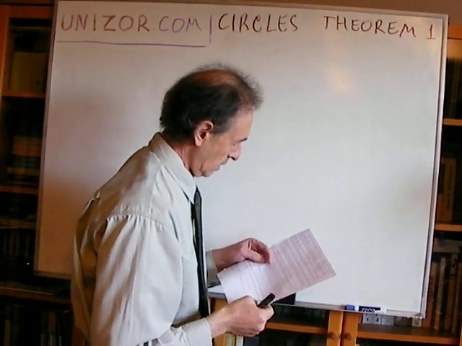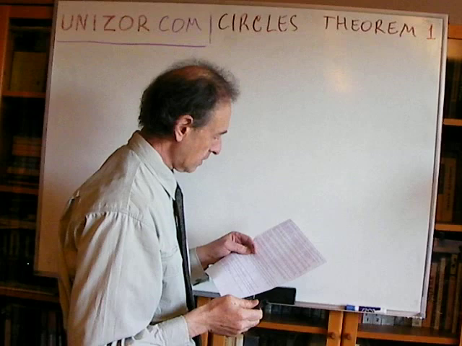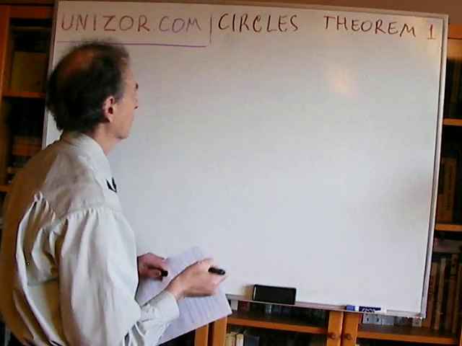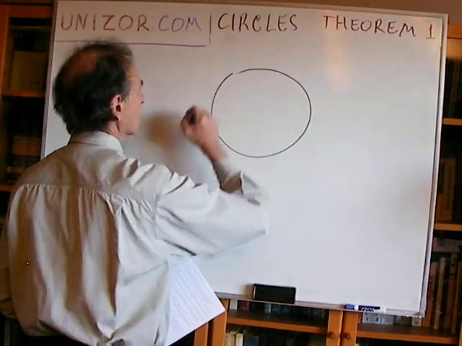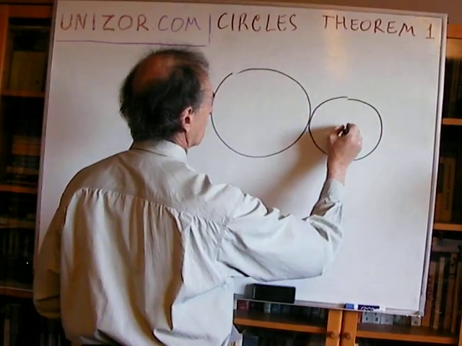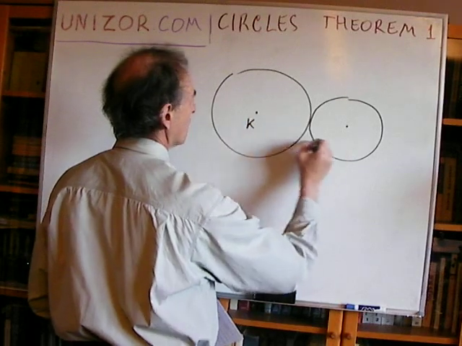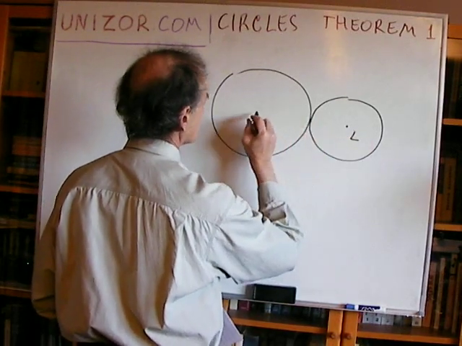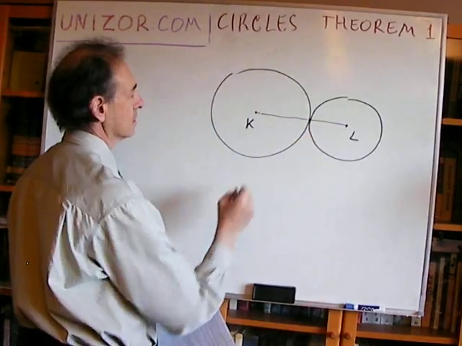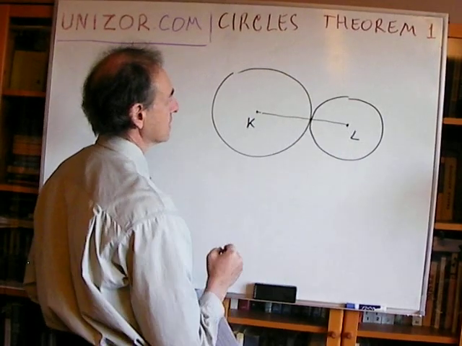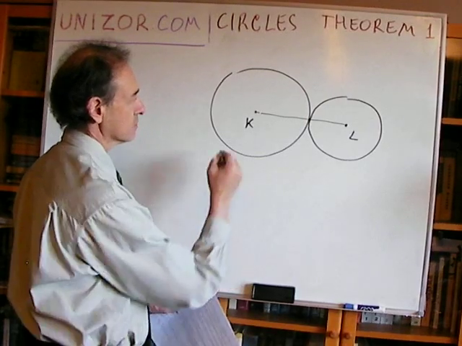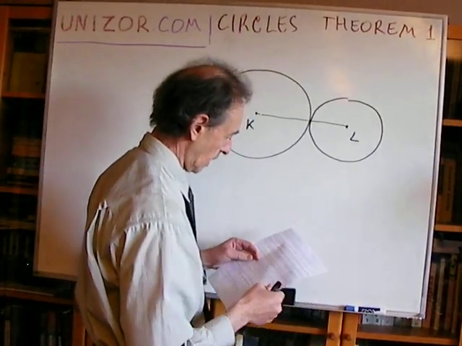Next, two circles with centers at points K and L are tangent to each other at point M. So again, two circles, but in this case, they are tangent to each other. So this is K, this is L, and this is M, and as you know, the line between the centers always passes through the point of tangency between two tangent circles.